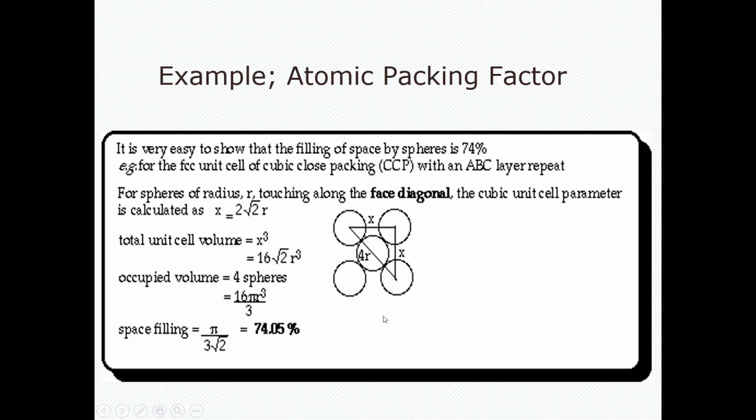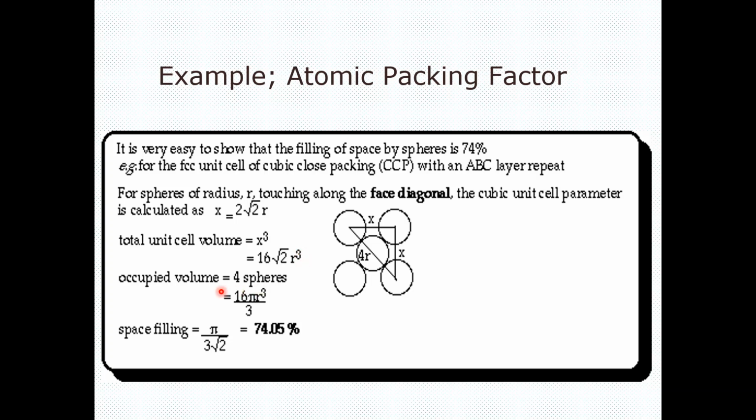Now, an example of atomic packing factor. You should remember that it is very easy to show that the filling of space by spheres is 74%. For example, take the FCC unit cell of cubic close packing, that we call CCP, with ABC layer repeat. For spheres of radius r touching along the face diagonal, as you can see here, the cubic unit cell parameter is calculated as x equal to 2 root 2 r. So the total unit cell volume is x cubed, which is equal to 16 root 2 r cubed.